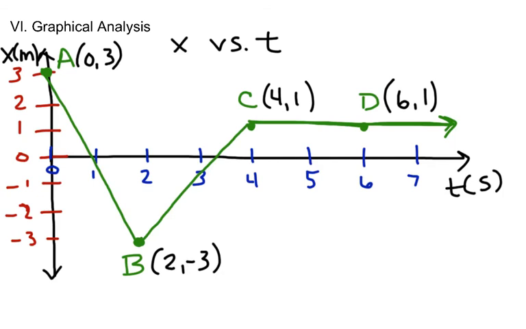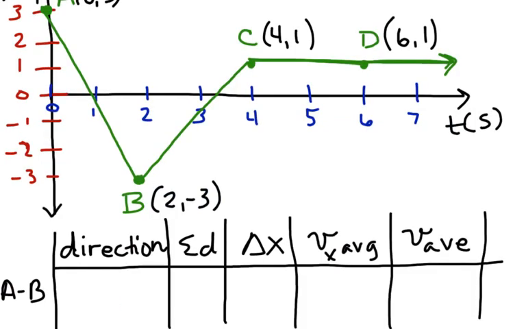So let's look at graphing a little bit more. And this is a position versus time graph. And I want to compare direction, distance, displacement, average speed, and average velocity at different places on this graph.